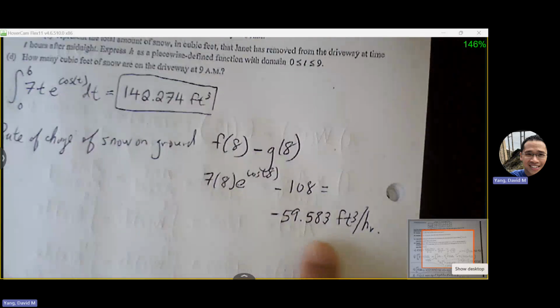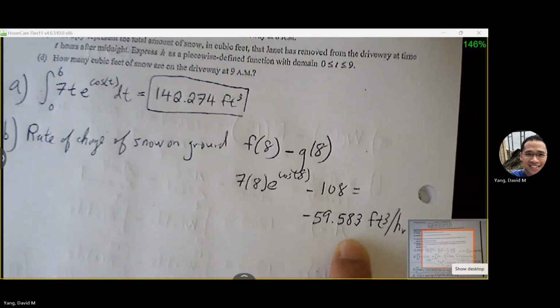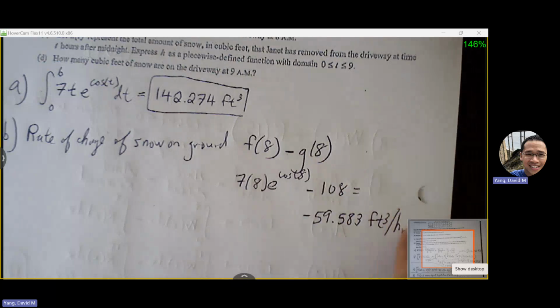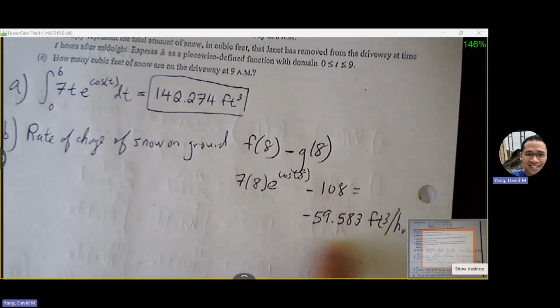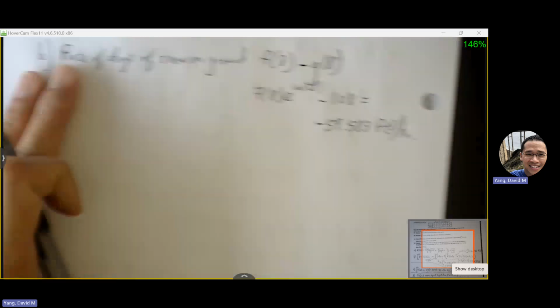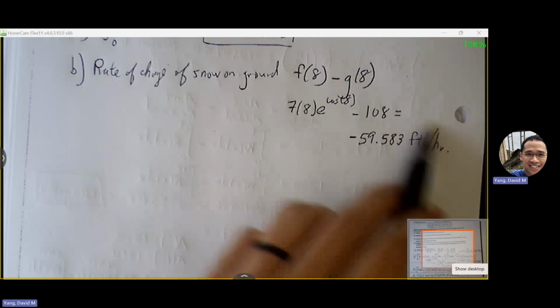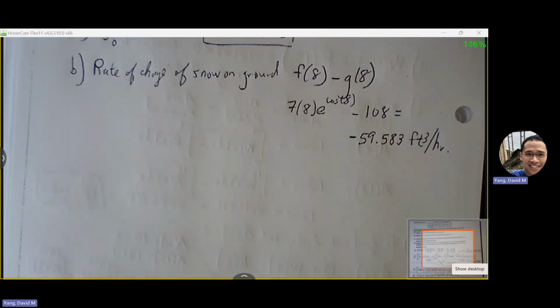So that means at the 8th hour, despite the fact that snow is still falling, Janet is making enough progress where she is causing almost 60 cubic feet per hour of snow to be removed off the ground at that 8th hour. So there's progress in terms of getting snow off the ground.